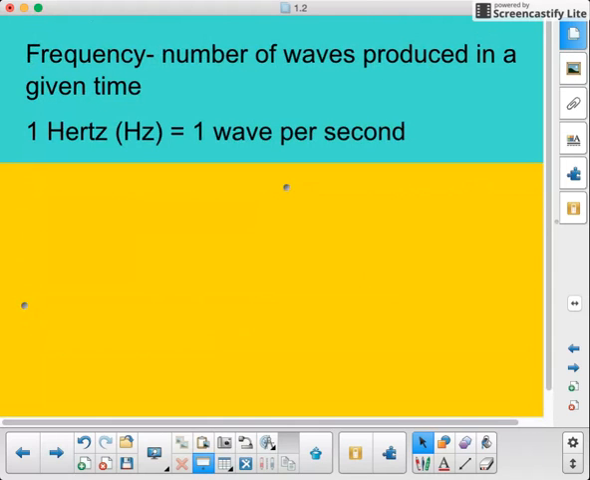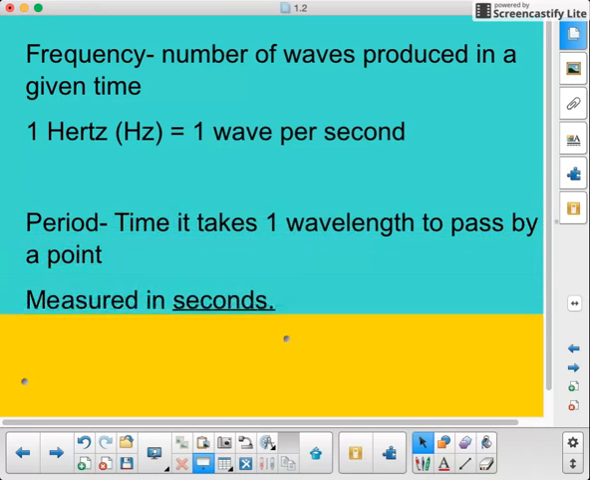The next term in the notes is frequency. Frequency is the number of waves produced in a given time. The frequency something happens is how often it happens. So the frequency of a wave is how many waves are produced in, typically we measure in 1 second. The unit of measurement for frequency is the hertz, which is abbreviated Hz, and 1 hertz is equal to 1 wave per second. This is a term you maybe have heard with radio stations. Each radio station has a unique frequency, like 97.1 or 101.3. It's a measure of the number of waves produced per second for the signal of that radio station.